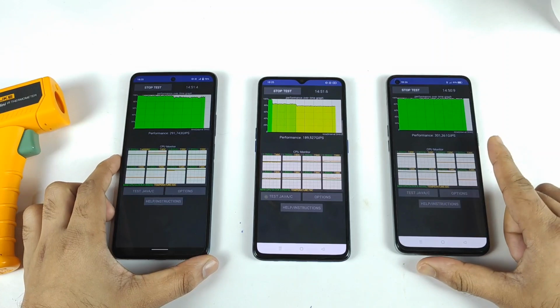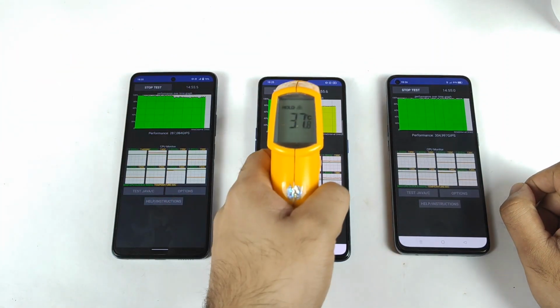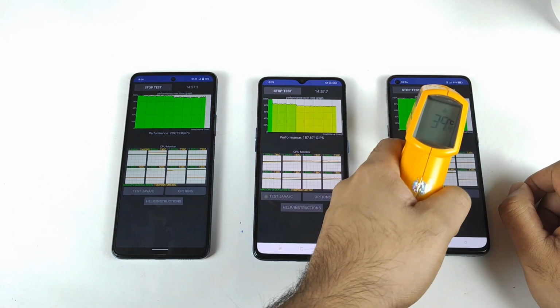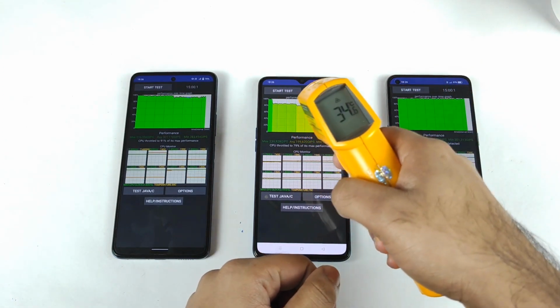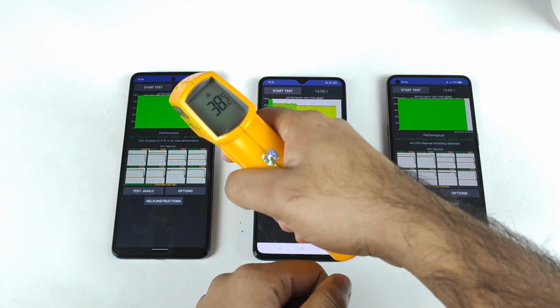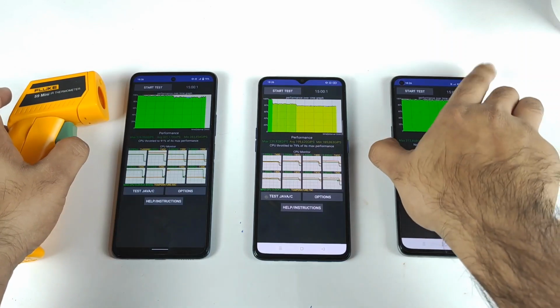So right now, as you can see friends, we're getting close to exactly 15 minutes. While continuously running the benchmarks, you can clearly see the Realme GT Master Edition reached higher temperatures around 39.4 degrees Celsius, and the other phones were about 33 and 38 degrees Celsius. And overall there is no CPU throttling detected, as usual, in the Realme GT Master Edition.